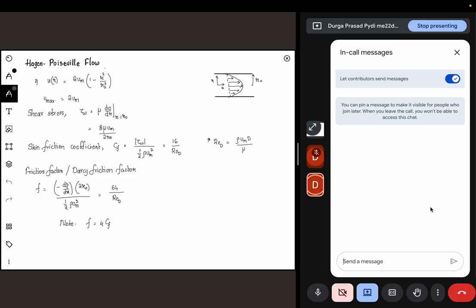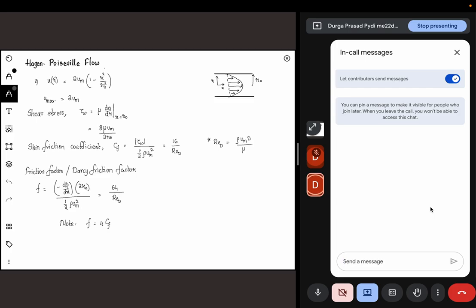Now the friction factor, which is also called the Darcy friction factor, is with respect to the pressure gradient. That is coming out to be 64 by Re_D. This is a very important relation which we'll keep using later. If you relate this f with the skin friction coefficient, the friction factor is 4 times the skin friction coefficient. So the error will be even higher if you use the wrong coefficient.